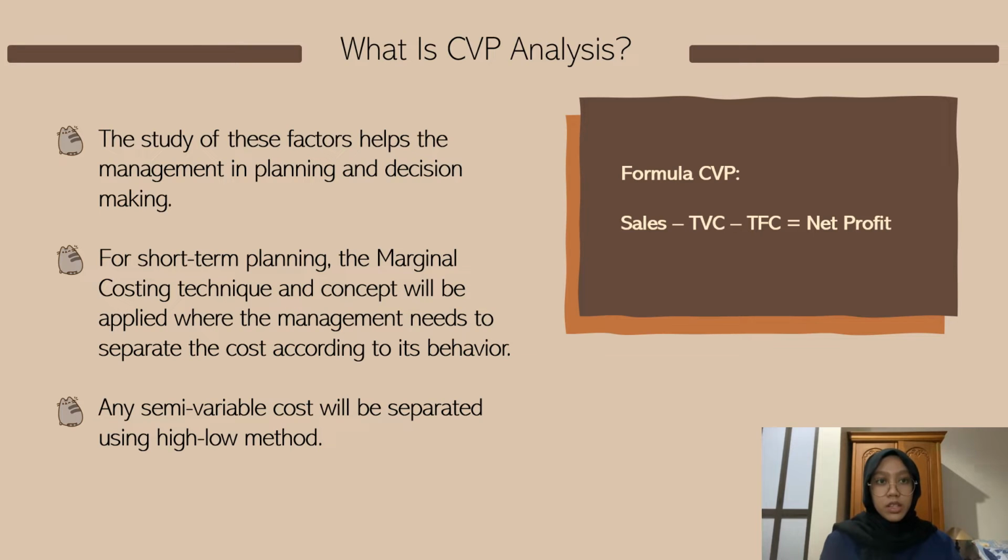For short-term planning, marginal costing technique and concept will be applied, where the management needs to separate the cost according to its behavior. Any semi-variable cost will be separated using the high-low method. So the formula for CVP is sales minus total variable cost minus total fixed cost equals net profit.